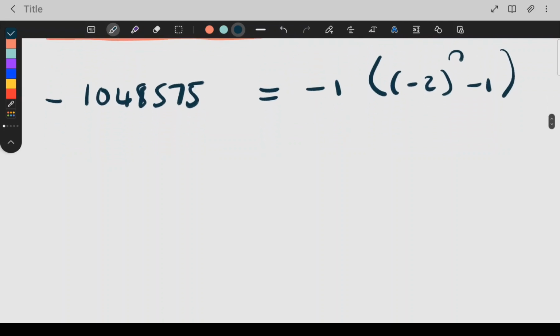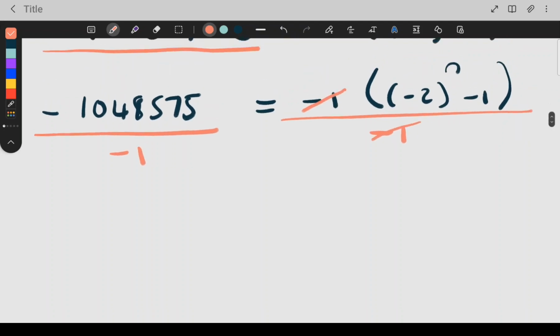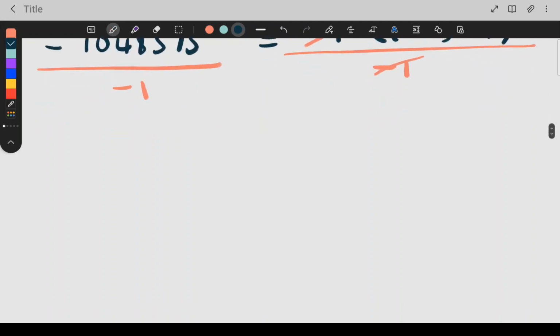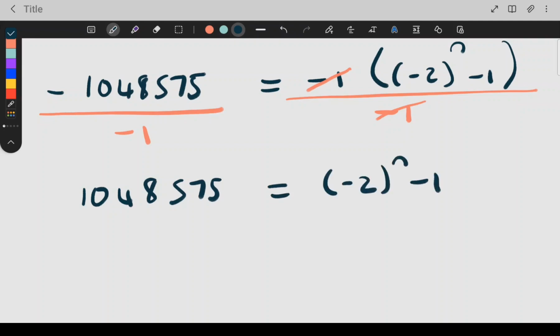Okay, the next step is to get rid of this -1. So I'm going to divide by -1, divide by -1. So this -1 and this will cancel. The left-hand side will become a positive, so 104,875. On the right-hand side, I'm only left with a bracket. I'm left with this. Okay?